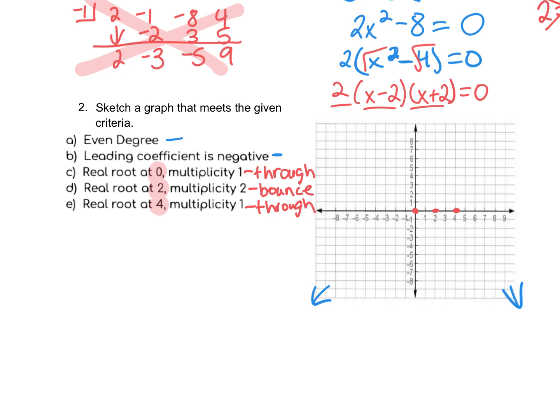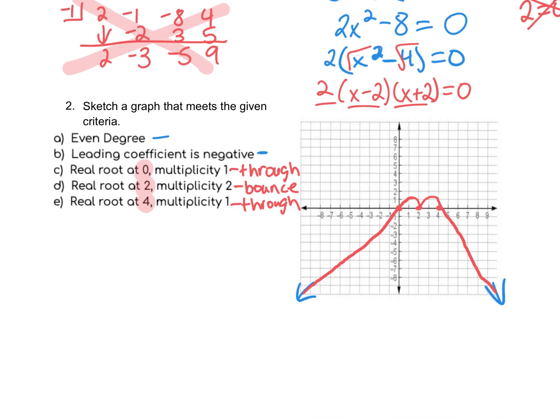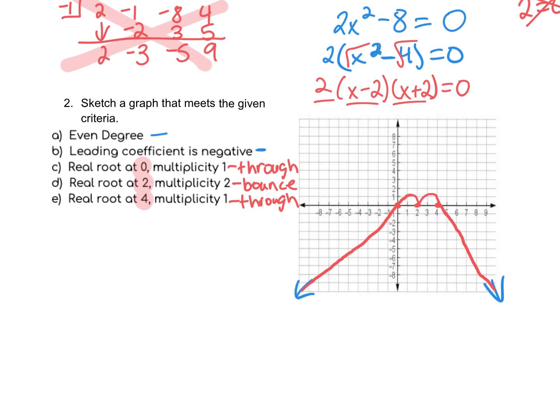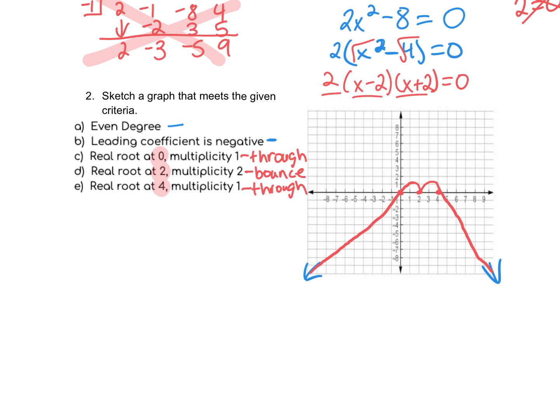We start from the left, move to the right. So the first one I'm going to see is 0. So I take my arrow from the left. I know I've got to go through 0. Okay, and I'm going to bounce on 2, and I'm going through 4, ending at the bottom. Not perfect, not the most beautiful graph we've ever seen, but you should have had a similar picture. Okay, awesome. Hopefully those made a lot of sense. Those will be on your final, so make sure you're good on doing those.